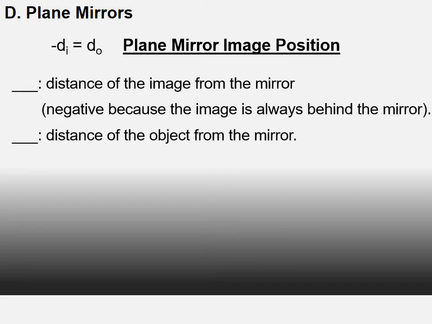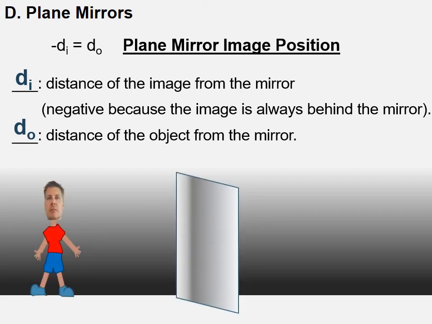Our first formula with plane mirrors is negative di equals do. That is the image position. So distance of the image from the mirror is di, and it's negative in the equation because the image is always behind the mirror. Do is the distance of the object from the mirror. So here I am in front of a mirror. I'm standing 5 meters in front of the mirror. My image is then 5 meters behind the mirror.